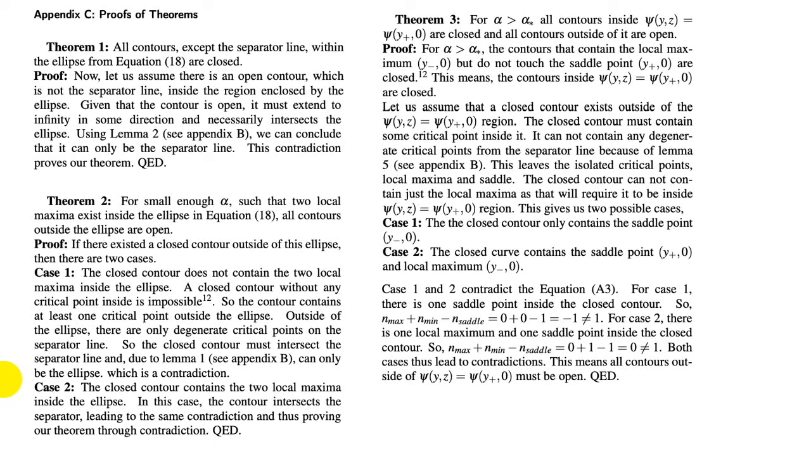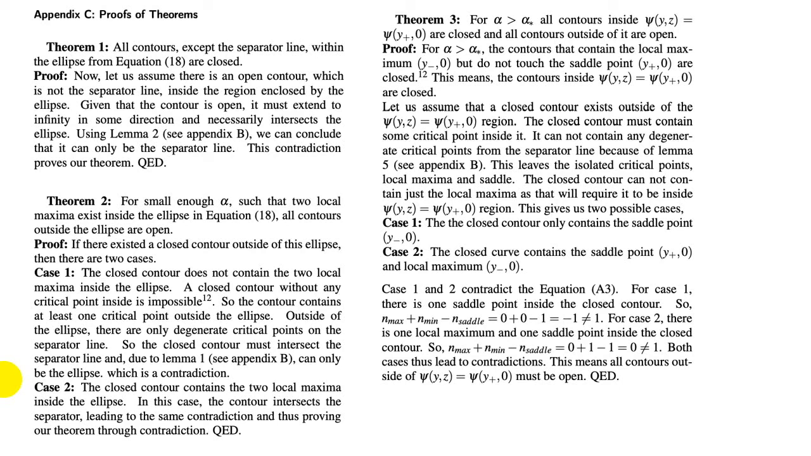Now we're going to use the Poincaré-Hopf theorem. Let's say there is a closed contour outside of the ellipse. What are the possibilities? Any closed contour has to contain some critical point, right? Otherwise the derivative doesn't make any sense. You know what I'm saying? You can basically shrink it and it'll have a well-defined non-zero derivative.